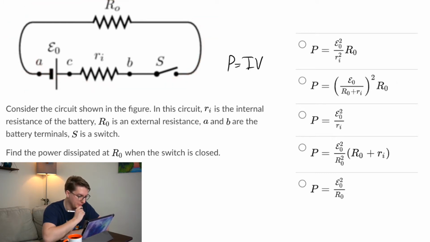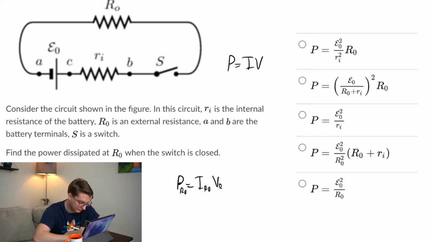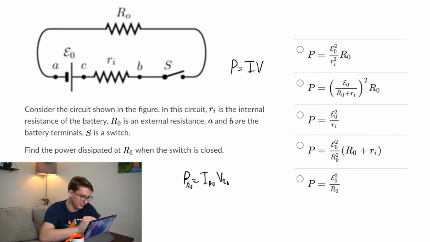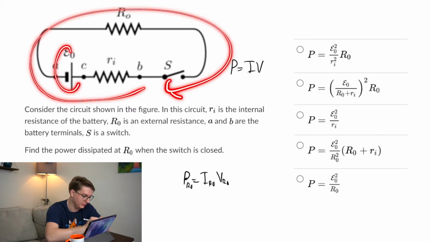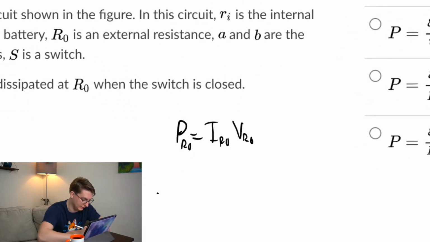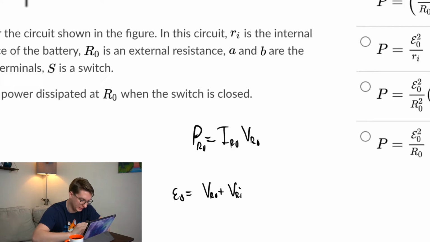Okay, so we want to find the power going through R naught. So we're going to have to find the current going through R naught and the voltage across R naught. So our goal is going to be to find this thing. So how do we figure out how much voltage? Well, we can use Kirchhoff's law. We go in a loop, and all the voltages have to add to 0. So when this one adds voltage, these two have to take it away. So we can write that as E naught equals VR naught plus VRi.